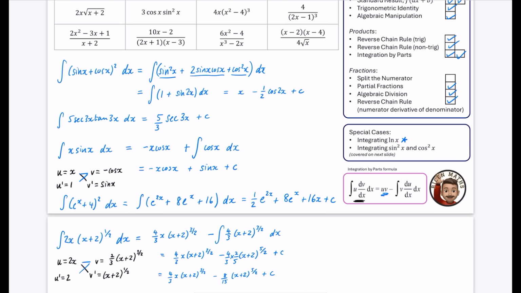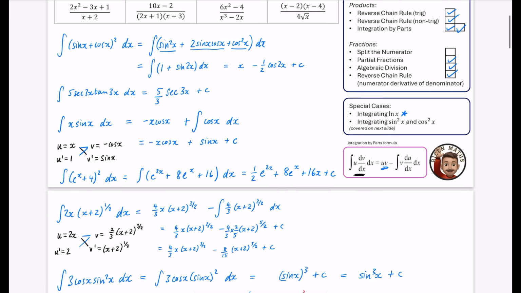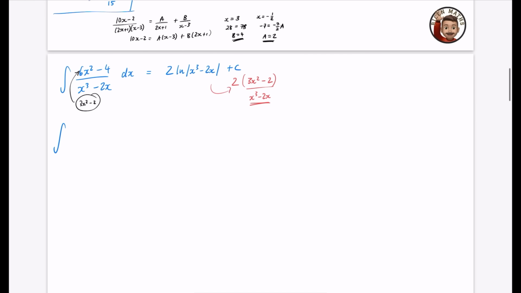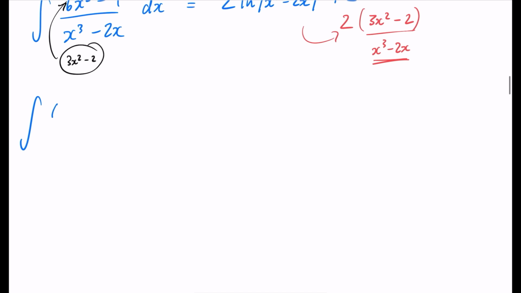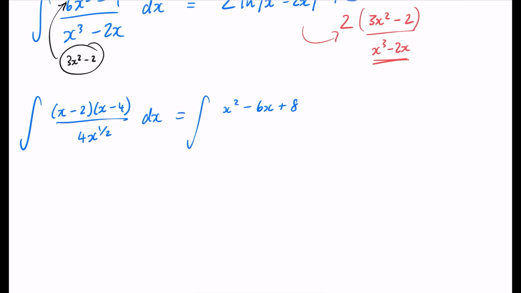We are now going to have a look at splitting the numerator for this final question that we have right here. Rather than me scrolling back up and down, I can just keep it on my computer screen. So we're going to be integrating (x minus 2)(x minus 4) all over 4 root x, which of course I'm going to write in this form. So a little bit of algebraic manipulation first. The numerator expands to x squared minus 6x plus 8. And this is all being divided by 4x to the half.